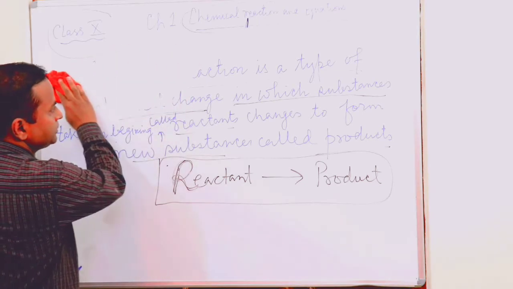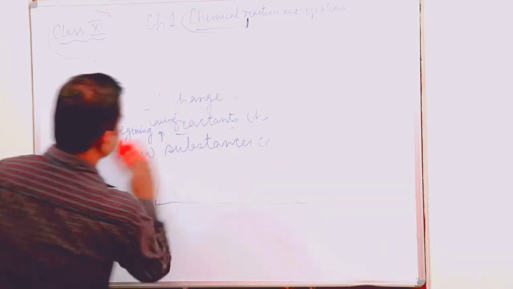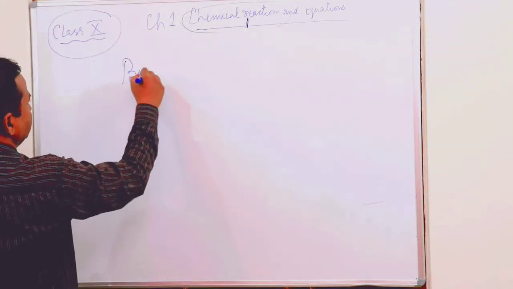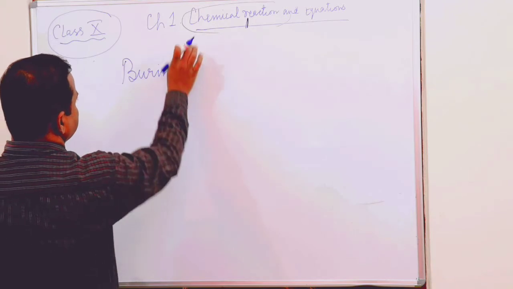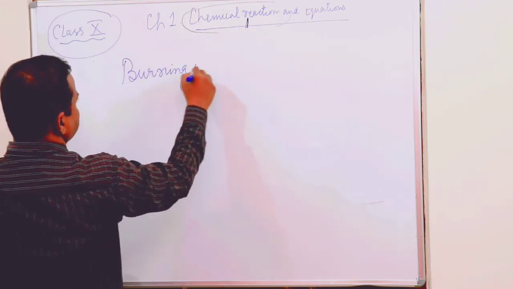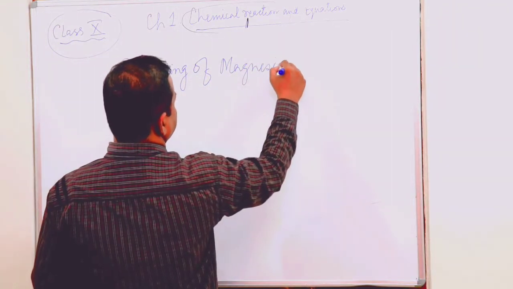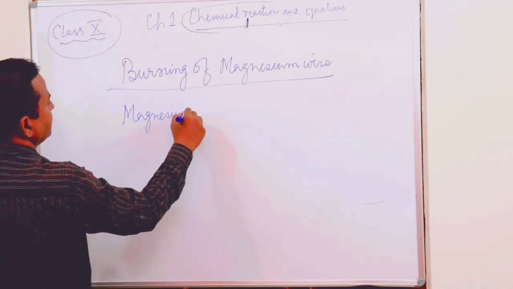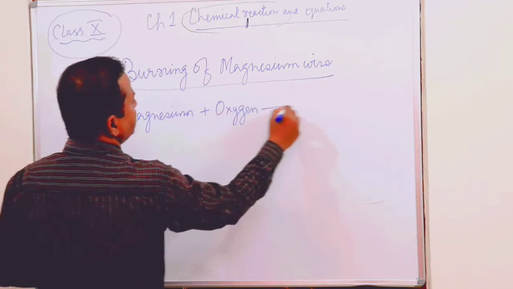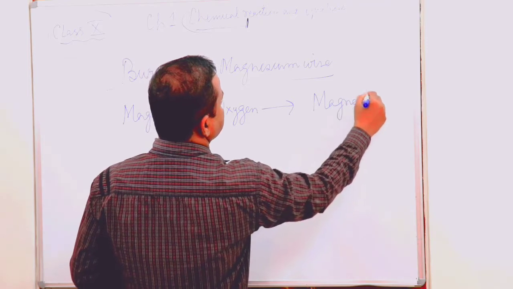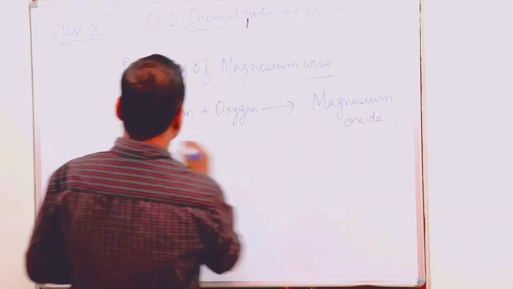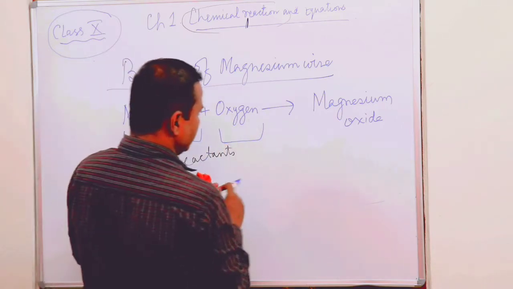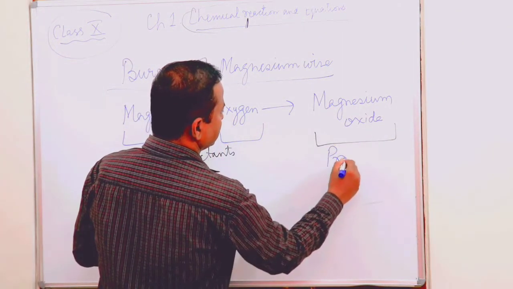Now let us see some examples of chemical reaction. Say, burning of magnesium wire. What will happen here? Magnesium will react with oxygen that is present in air and change into a new substance called magnesium oxide. So these two substances, magnesium and oxygen, are the reactants. When they react, a new substance will be formed called product.